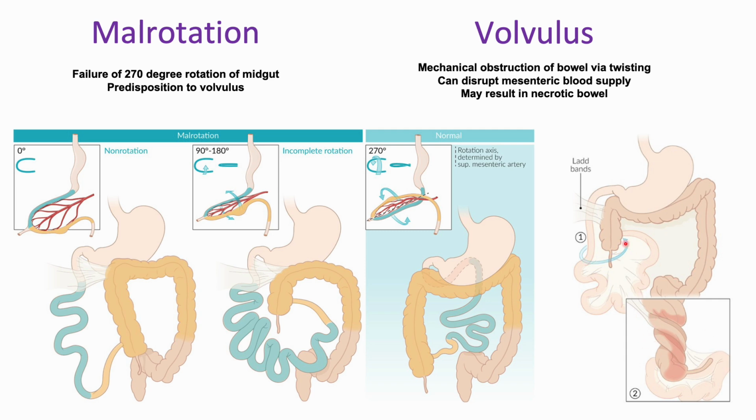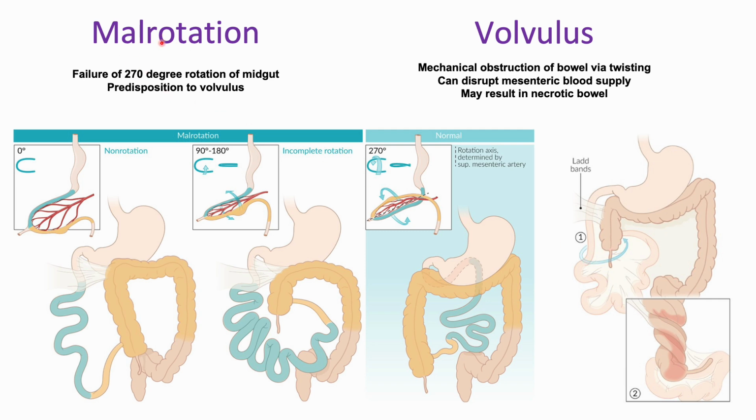So you can see an image of that here. So this is midgut volvulus. So you have twisting of the midgut around the cecum. And what that's going to cause is possible ischemia of the bowel that's being twisted, and that can lead to necrotic bowel. Okay, and this is because you're twisting around and you're disrupting the blood supply to that region of bowel.